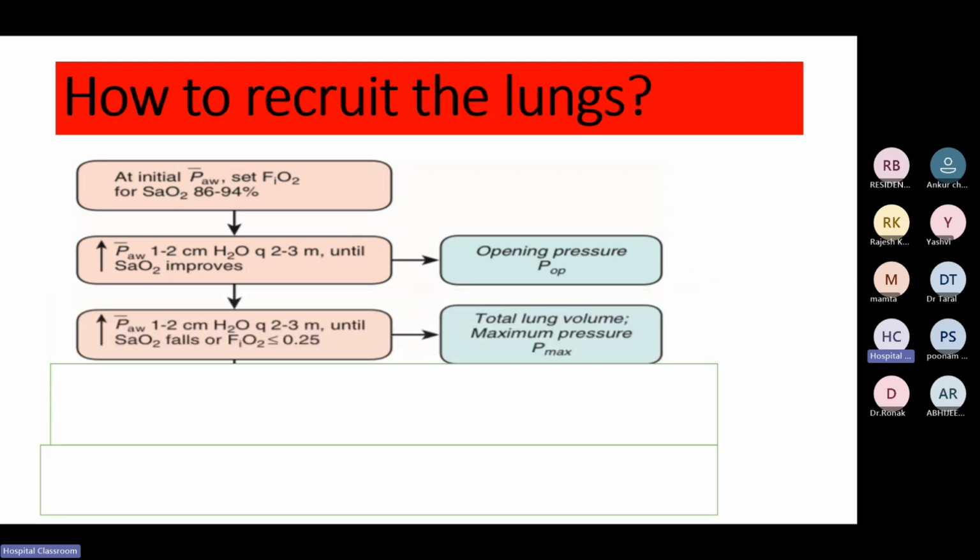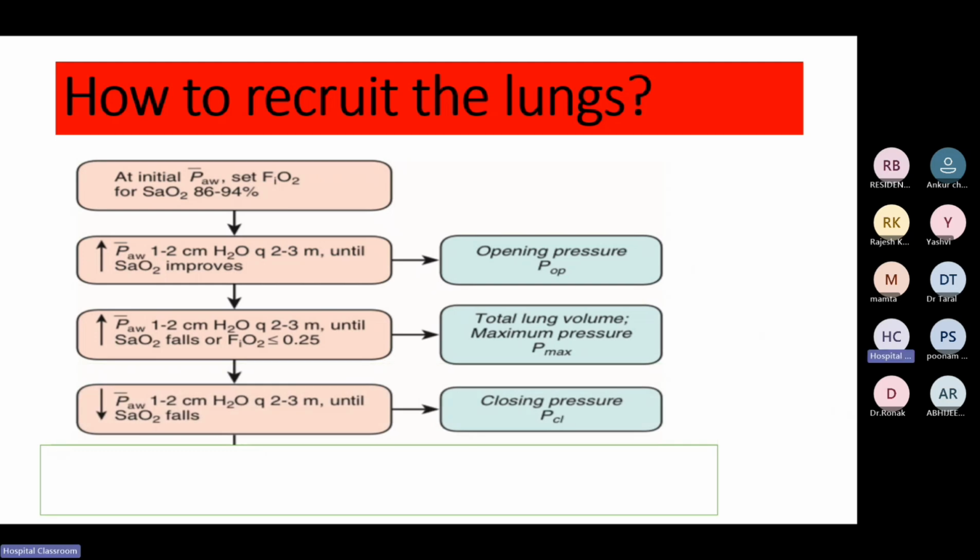The point at which your SpO2 improves after increasing your mean airway pressure a little bit becomes your opening pressure. Then you keep on increasing it further till a point comes where an increase in the mean airway pressure does not cause any improvement in the oxygenation, or you are able to come down on FiO2 to less than 25%. Then that becomes the Pmax or the maximum pressure. And then again you come down on your mean airway pressure by 1 to 2 every 2 to 3 minutes until your SpO2 starts to fall. This becomes your closing pressure.